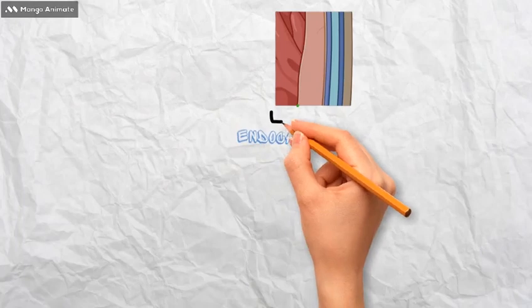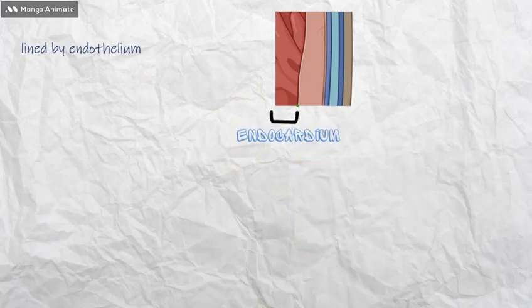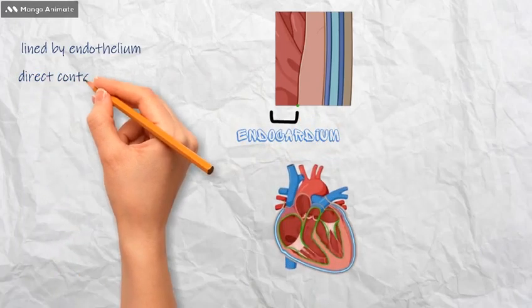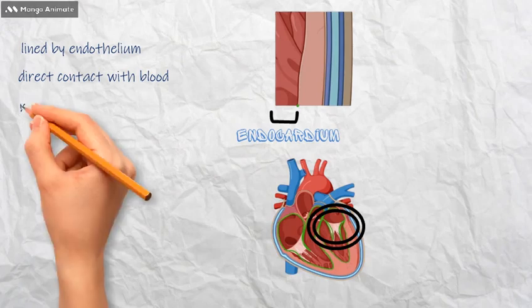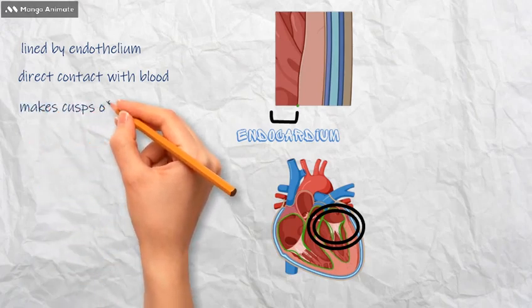The innermost is the endocardium, which is lined by endothelium, just like blood vessels, and is in direct contact with the heart. At the valve, it forms double layer of endocardium that is actually the cusps of the valves, or in simple words, endocardium makes the cusps of heart valves.